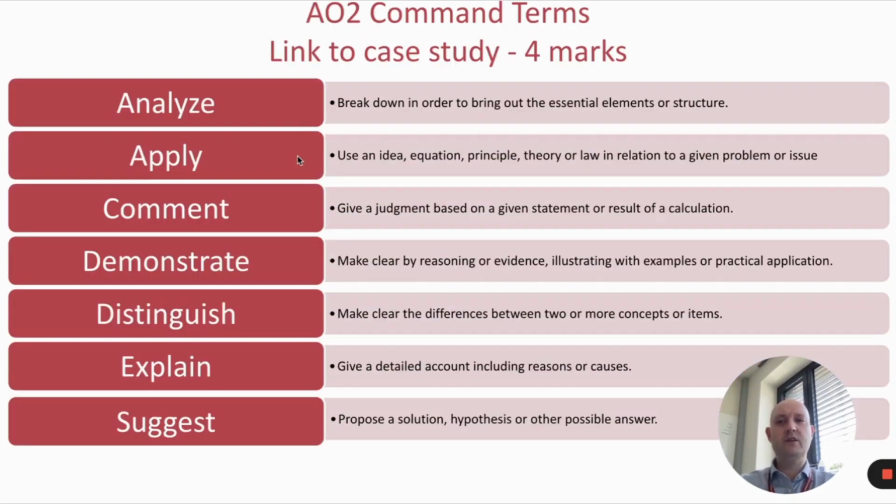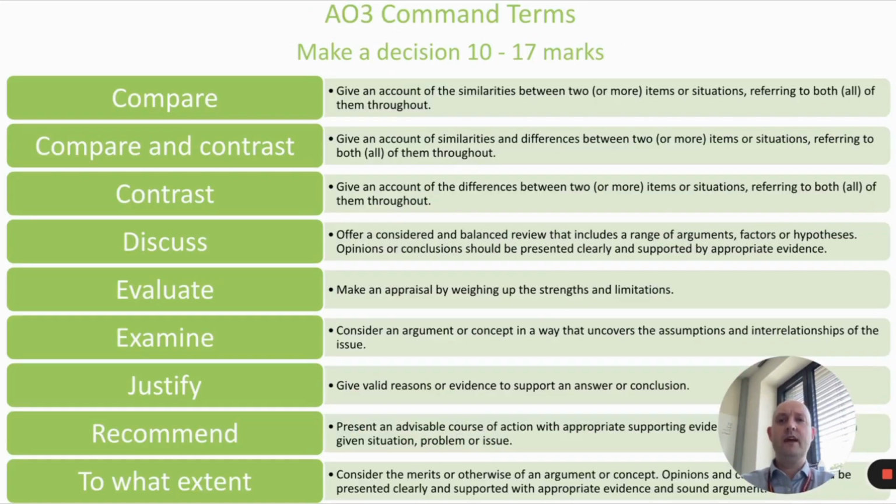For AO2, there are 7 command terms: analyze, apply, etc. A common one I see and I use is explain, which is to give a detailed account. So here it says detailed. So you need to give more detail than with an AO1 answer. And you do that by linking it to the case study and giving a bit more depth in your answer. The AO3s are when you have to make a decision, and there are 9 command terms. The one I see a lot is evaluate. So this is make an appraisal.